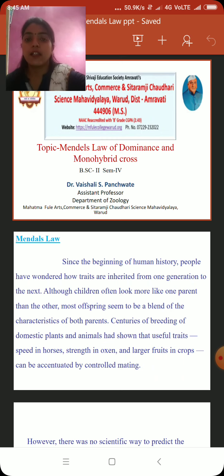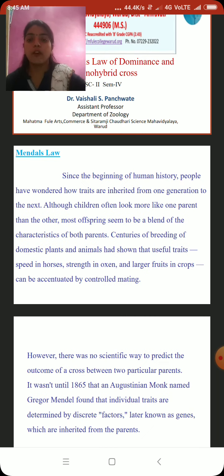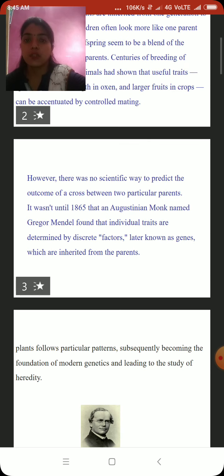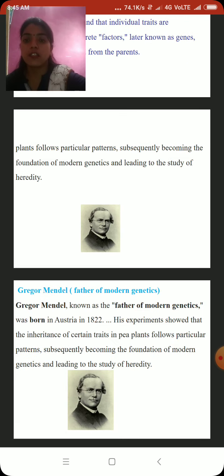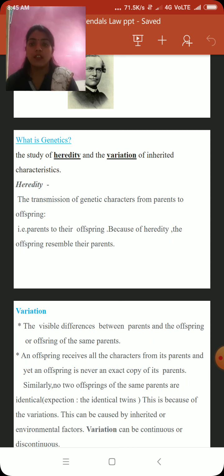Mendel selected a garden pea plant, that is Pisum sativum, for his experiment because it is easy to grow, annual, easy to cultivate, self-pollinating, and its flowers are sufficiently large, etc. So, Mendel is the father of genetics. What is genetics? Genetics is the study of heredity and variation. Here there are two definitions: what is heredity and what is variation.